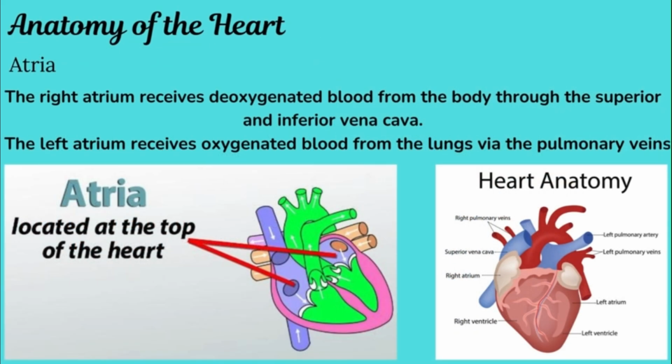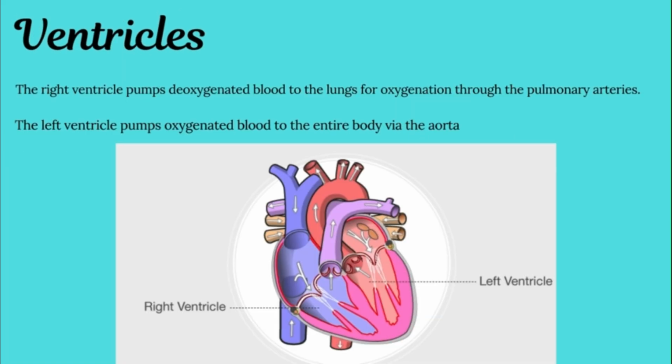Anatomy of the heart. Atria. The right atrium receives deoxygenated blood from the body through the superior and inferior vena cava. The left atrium receives oxygenated blood from the lungs via the pulmonary veins. Ventricles. The right ventricle pumps deoxygenated blood to the lungs for oxygenation through the pulmonary arteries. The left ventricle pumps oxygenated blood to the entire body via the aorta.